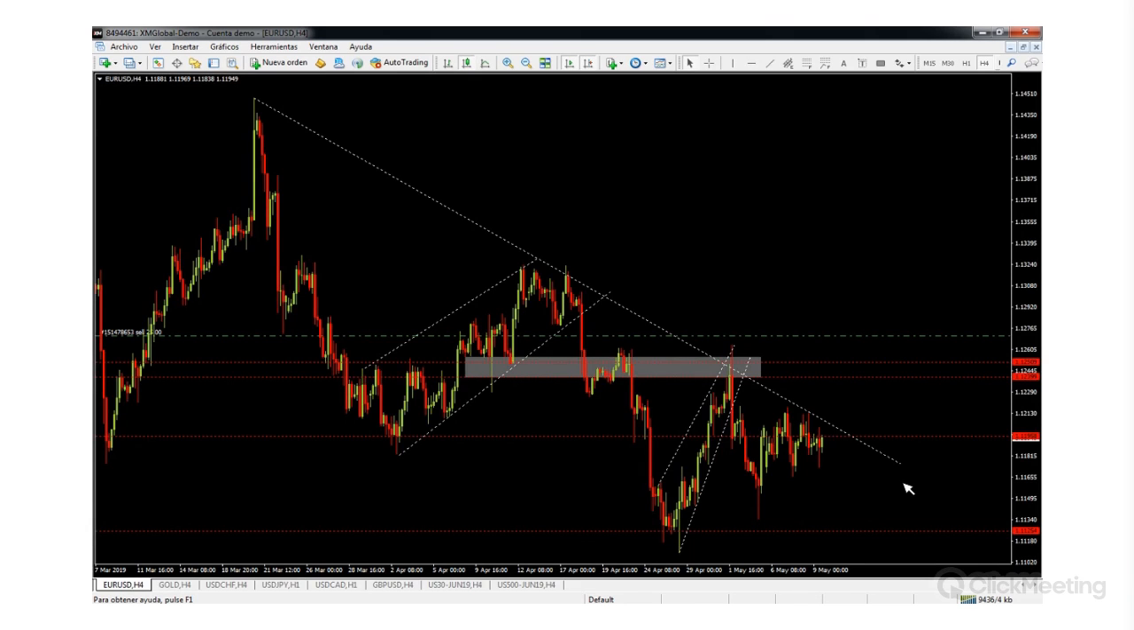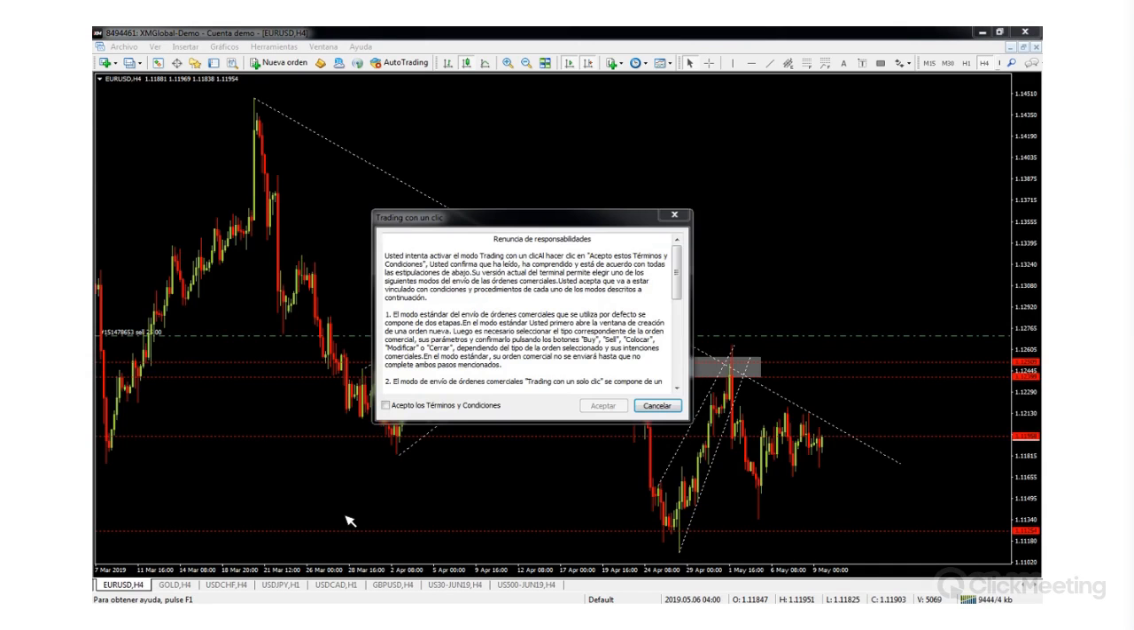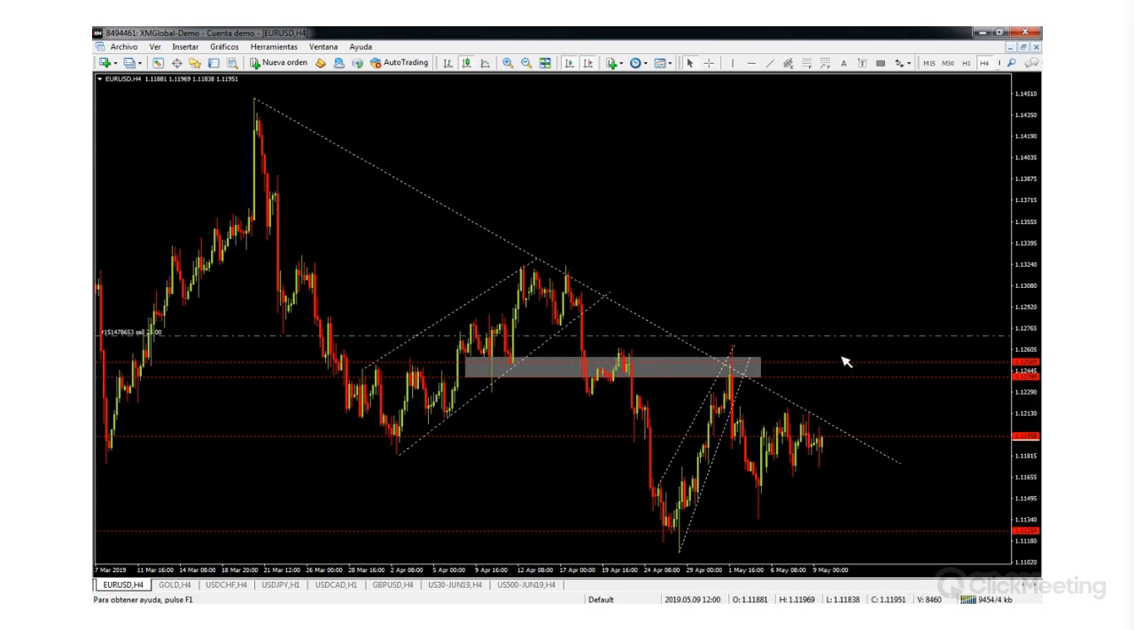Yesterday, we had a short position on the Euro US dollar. Okay, it wasn't. I think I have to close this because I don't know what that is. All right. So we had a short position on the Euro US dollar.